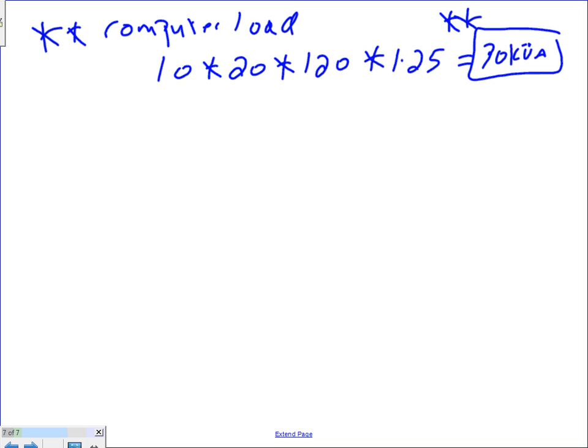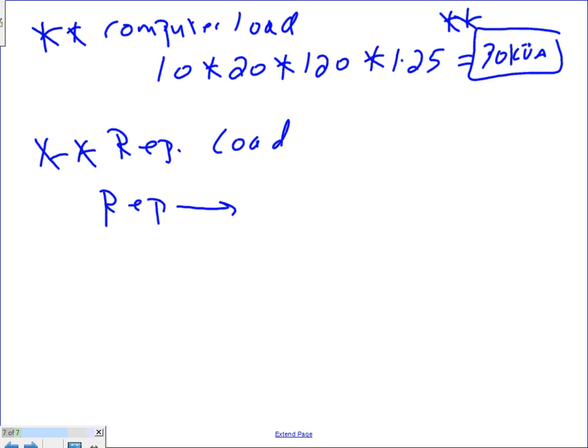All right. The last thing is receptacle load. Let's see what we have for receptacle loads. First of all, we have the general purpose receptacles. The receptacles themselves, how many do I have? We have 250 multiplied by 180. They're non-continuous. So that will get me 45 kVA.